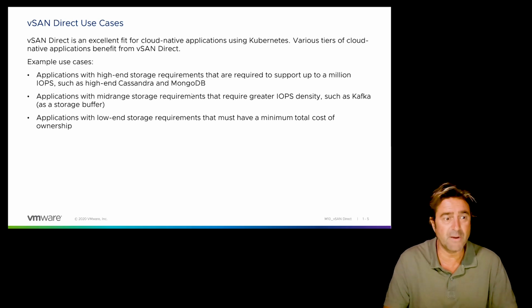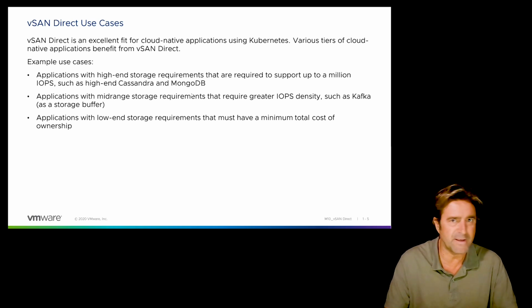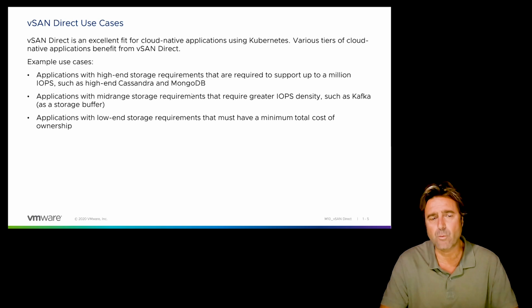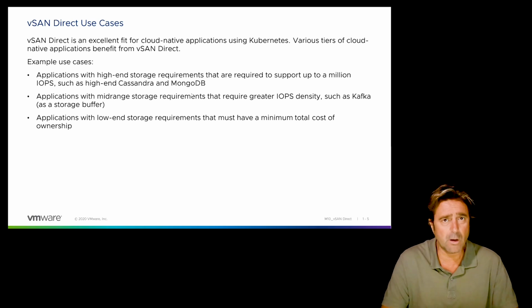Notice, for example, here they mention use cases. Bullet number 1, it mentions application with high-end storage requirements. Notice again, they mention, for example, a MongoDB database type of workload. Then they mention applications with mid-range storage requirements. Once again, they have a couple of examples here. And then again, potentially also using some of these vSAN Direct data stores for your, let's say, low-end type of workloads.